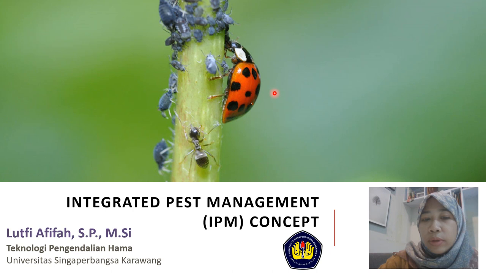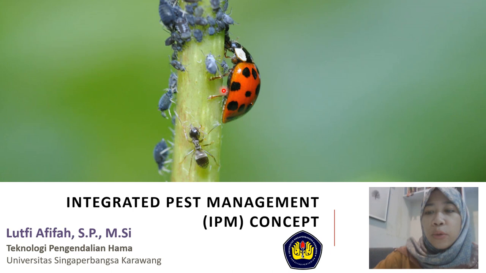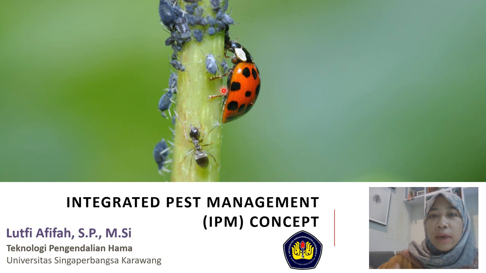From these pictures, I have a picture here. Can you guess what is the order of this insect? The order is Coleoptera. Coleo is hard and ptera is wings, so Coleoptera is the insect that has hard wings. The forewing of this insect is called elytra. In the ecosystem, this insect's family is Coccinellidae, or we call it ladybug.